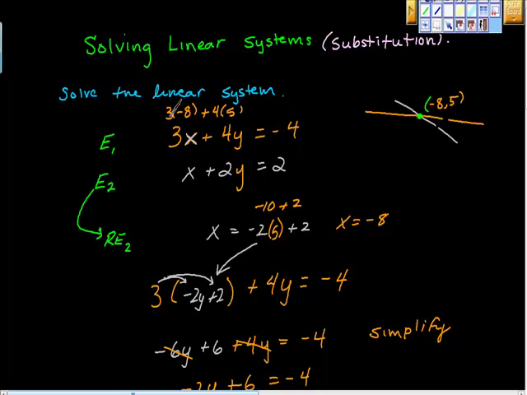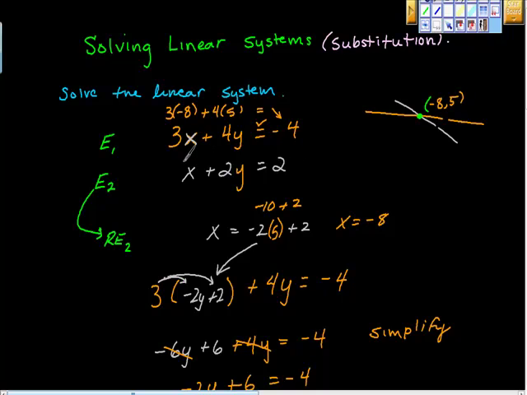So we have 3 times negative 8 is negative 24. 4 times 5 is 20. Negative 24 plus 20 is negative 4. So yes, that works. Let's see if this works. Oh, we already tested on the other one, didn't we? Because that's how we found this value. But we could try it again here if you want.